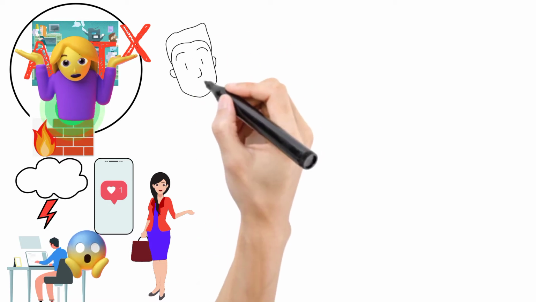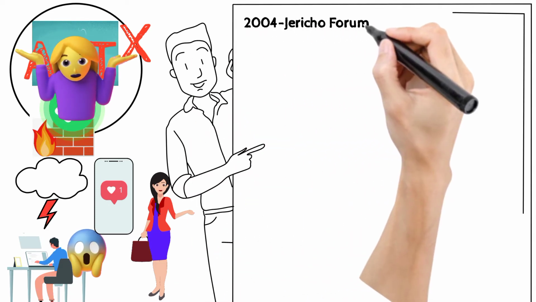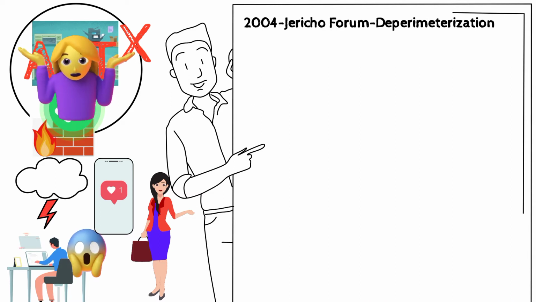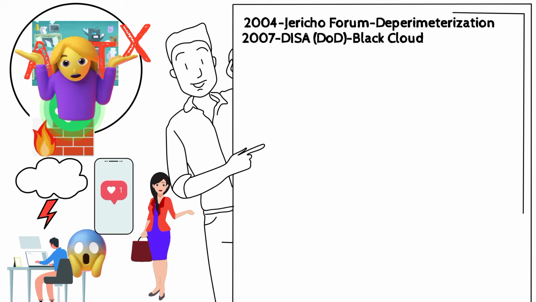And these attackers are now moving inside your network in a lateral manner on different servers. So the zero trust architecture initiatives were started in 2004 at Jericho Forum, where the concept of deperimeterization was introduced to move away from network based defense, which created large network segments. And in 2007, the black cloud concept was introduced by the Defense Information Systems Agency, which moved the network perimeter based defenses towards individual transaction based defenses.